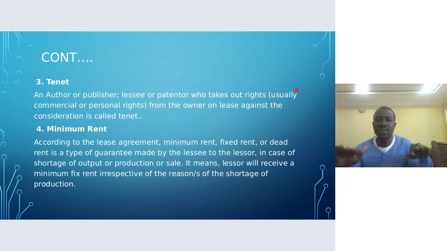So it is the minimum amount that the tenant must pay the landlord, whether there is production or a low production. The amount paid should not go below the minimum.